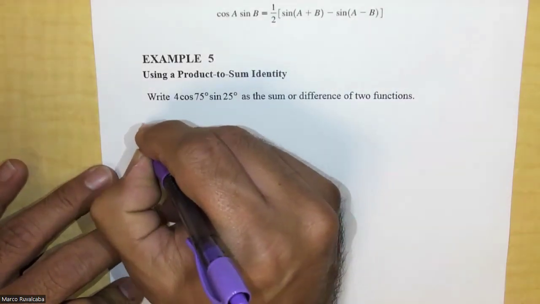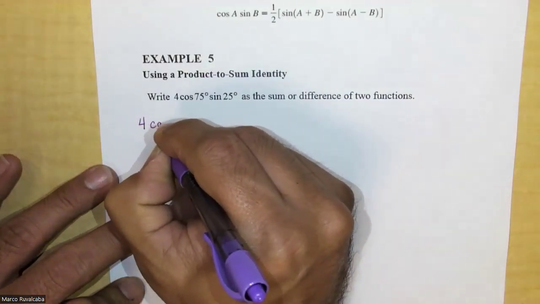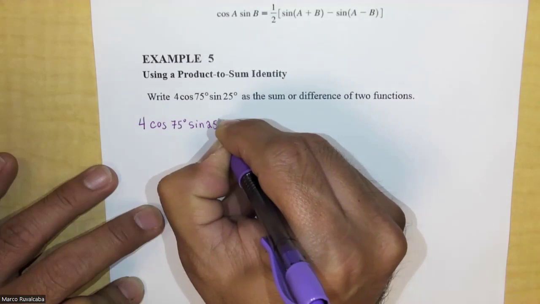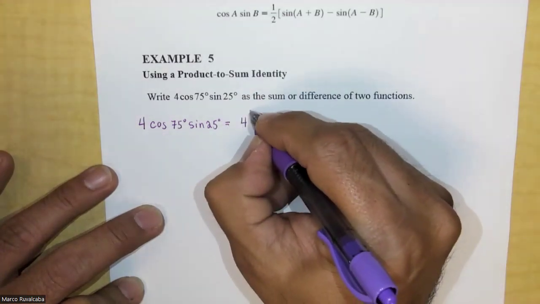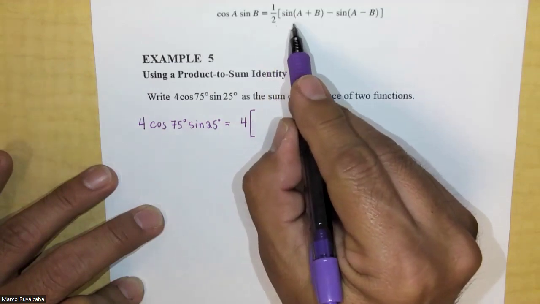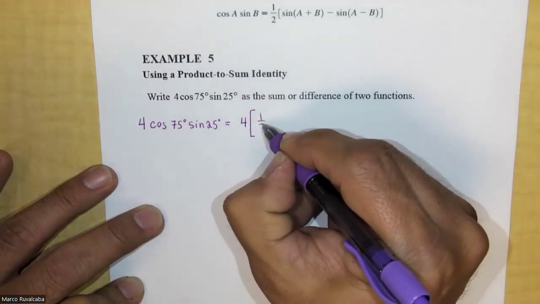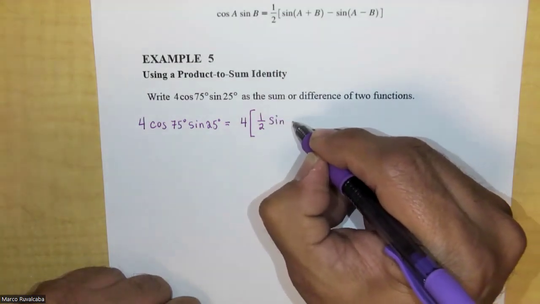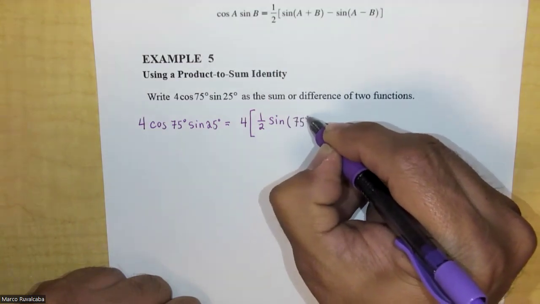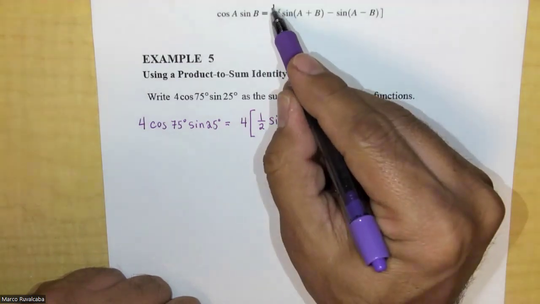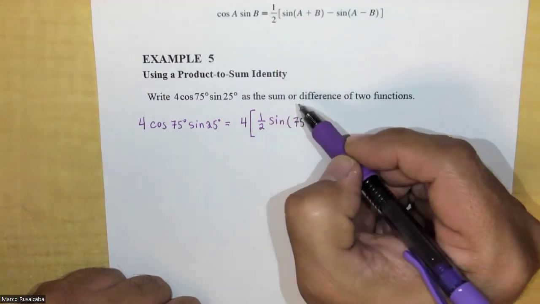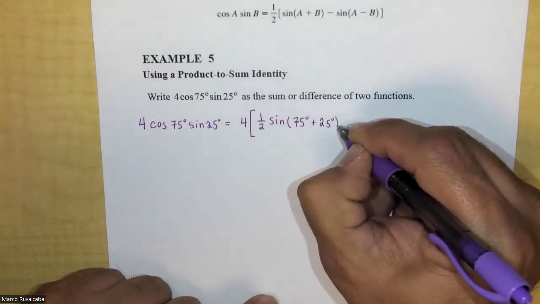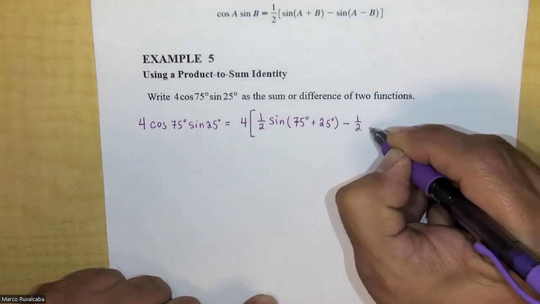So that'll be 4 cosine of 75 degrees times sine of 25 degrees. So that'll be 4, and then we copy this right here. So 1/2 times, and I'm gonna separate the 1/2s. So don't be confused by that, please. So I'm basically distributing this 1/2 to both of them. So I'm gonna do the 1/2 for this one, and then the 1/2 for this one.